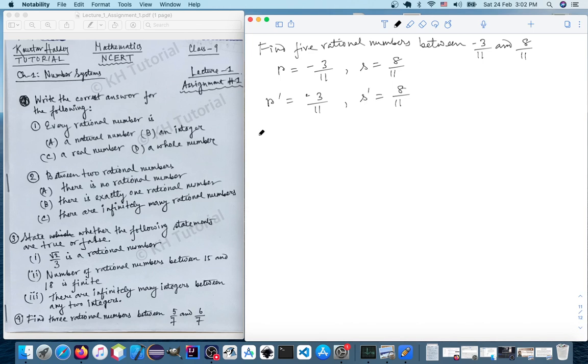Now, to find R double dash and S double dash, since we have to find 5 rational numbers, we will multiply the numerator and the denominator of both R dash and S dash with 5 plus 1, that is 6. So this becomes minus 18 by 66, and this becomes 48 by 66.